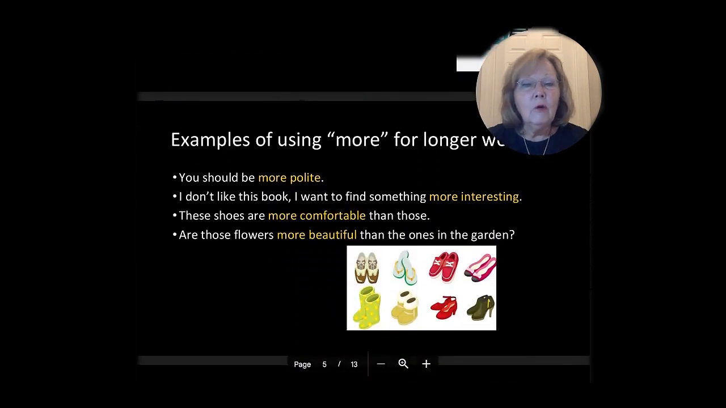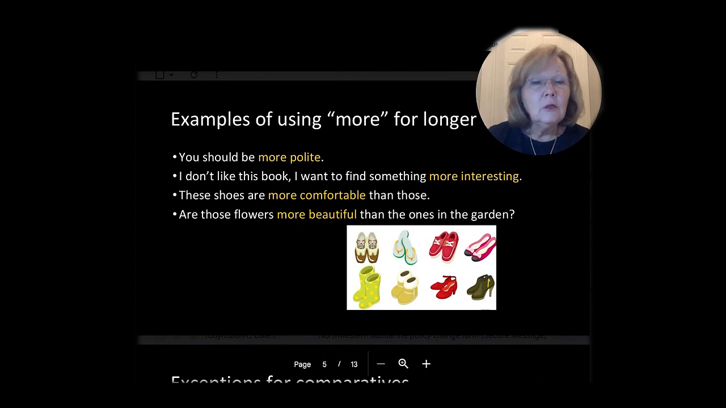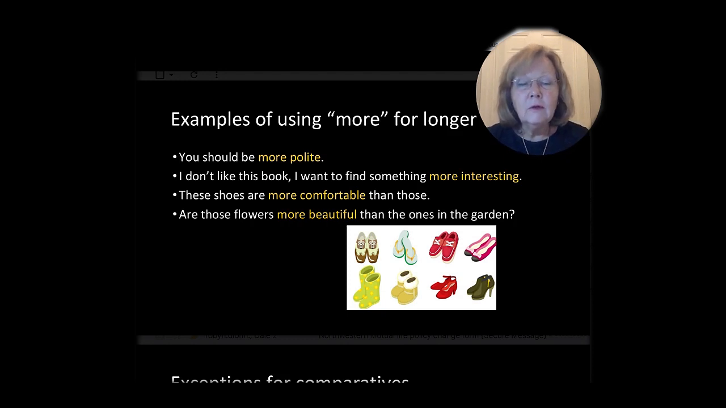Examples of using more for longer words. You should be more polite. I don't like this book. I want to find something more interesting. These shoes are more comfortable than those. Are those flowers more beautiful than the ones in the garden?